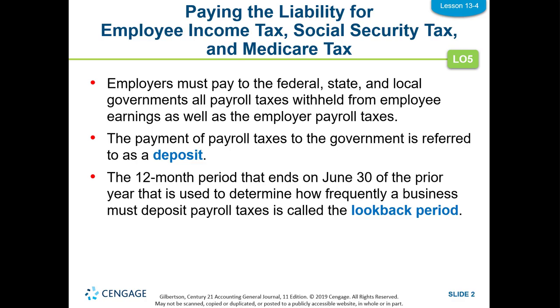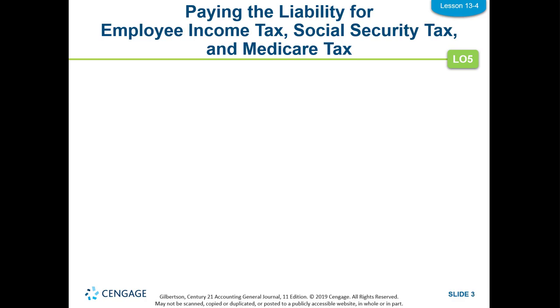The payment of payroll taxes to the government is referred to as a deposit. Two amounts determine how often deposits are made to the federal government. The first is the amount of payroll taxes collected during the current deposit period, and the second is the amount of payroll taxes owed during the prior 12-month period. The 12-month period that ends on June 30th of the prior year is used to determine how frequently a business must pay payroll taxes, and that is called the look-back period.